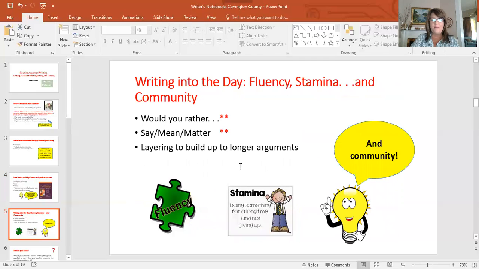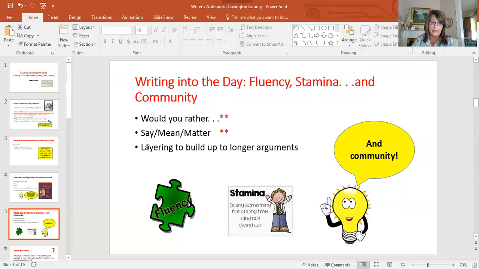So we're going to talk about how writing into the day in notebooks, just routine argument writing in notebooks, can build fluency and stamina and also community. If you add talking to this reading and writing in notebooks, then that helps to build a classroom community and a culture of respect. So two things we're going to talk about today. There's lots of different things you can do in notebooks. Today we're going to talk about would you rather, play around with that, and then something called say, mean, matter.